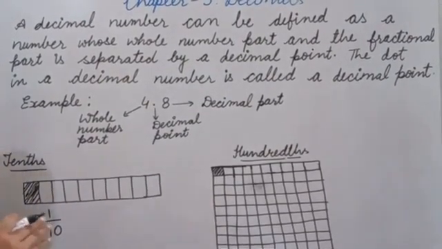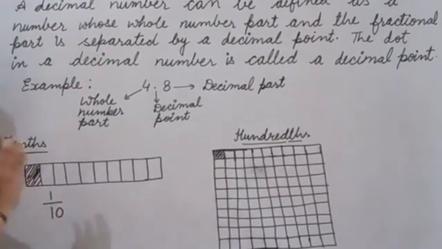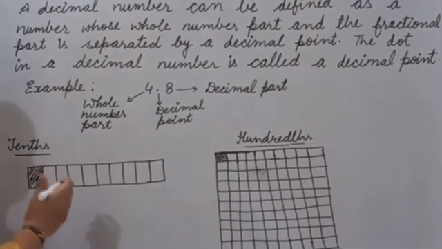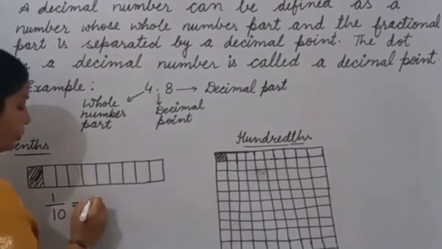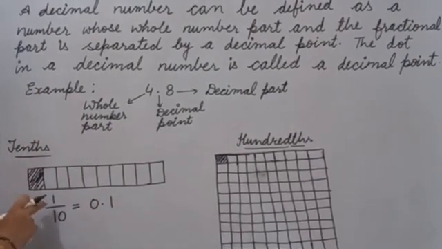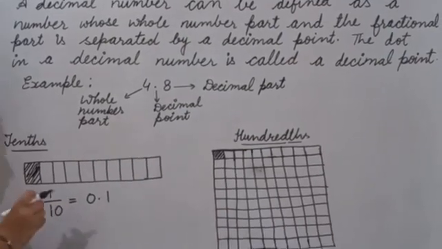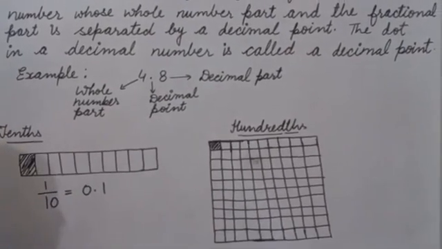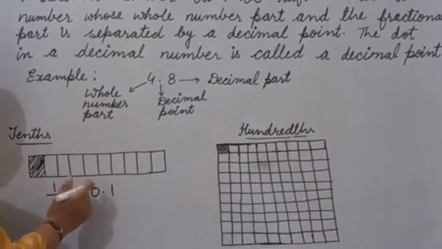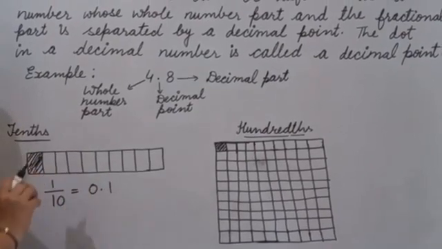Now how do we write this in decimal? Whenever we have 1/10, meaning whenever in the denominator we have 10, after one digit we take a decimal. So it becomes 0.1. Okay, because the whole is nothing, because in the numerator we have 1 and in the denominator 10. So after one digit we will take a decimal. So it becomes 0.1. Okay, so it is read as 0.1.